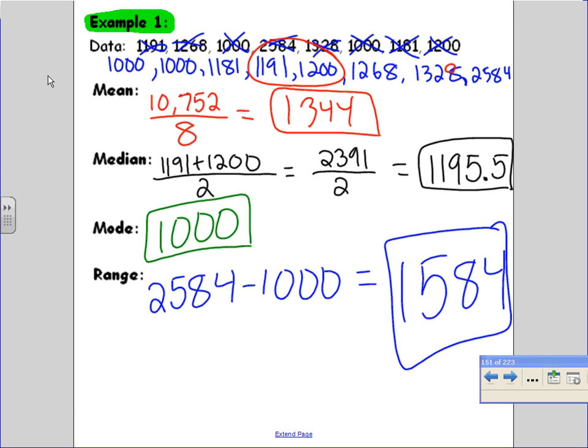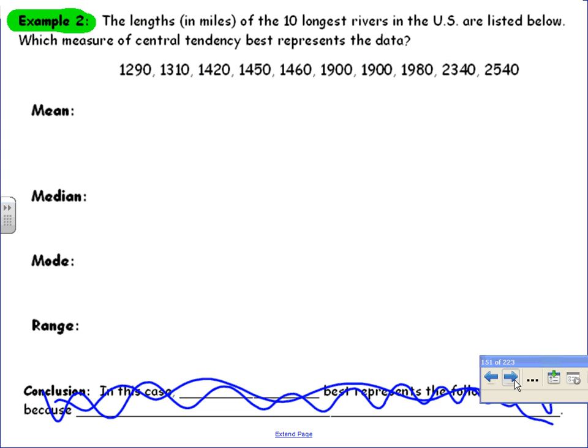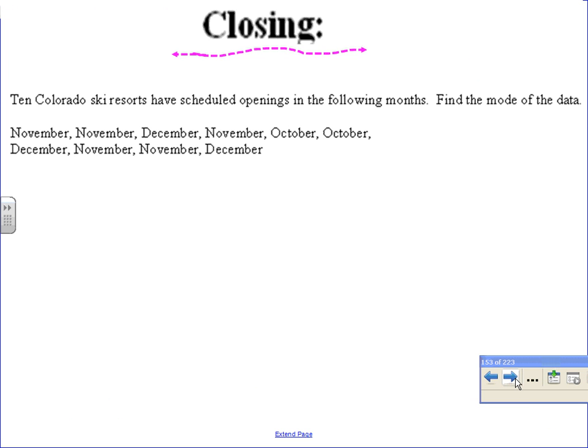Okay, I wanted to do one more example, but I'm going to skip this one for now. We'll do that tomorrow. I want you guys to take a look at the closing. So here's kind of an interesting application where we are not just looking at numbers. Besides this, I think in your notes it says moths instead of months. Anyways, it should say months. Oh, never mind. It does say months. Okay. So the closing says 10 Colorado ski resorts have scheduled openings in the following months. Find the mode of the data.